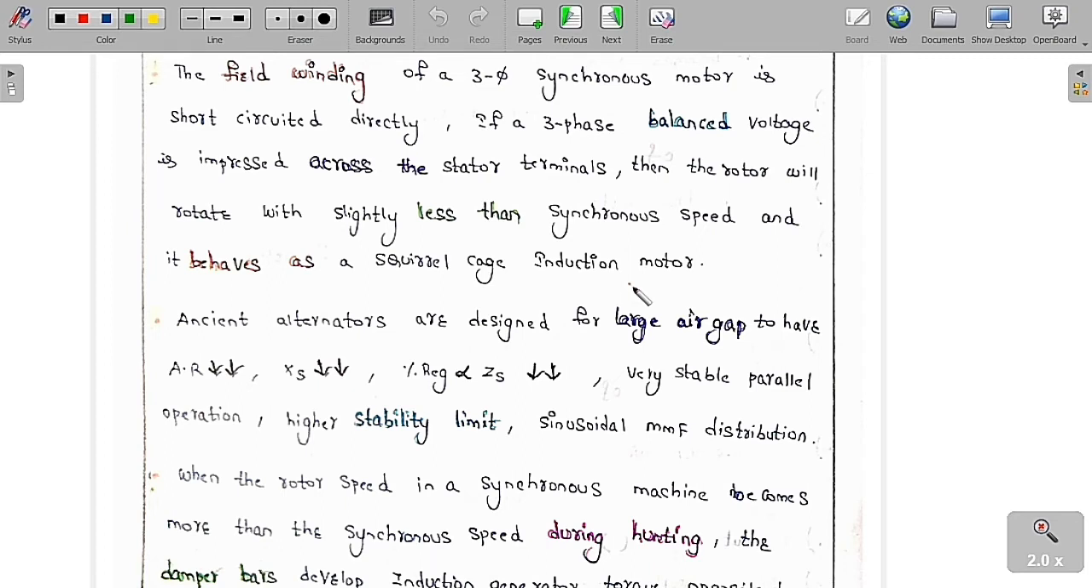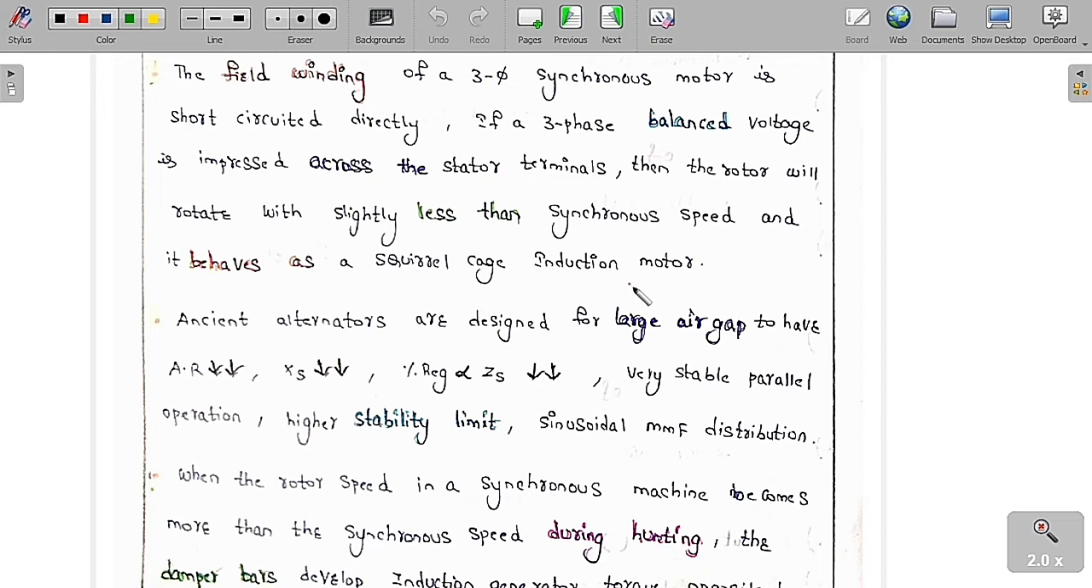Then the rotor will rotate with slightly less than the synchronous speed. I've already told you, whenever the field winding of a three-phase synchronous motor is short-circuited directly and a three-phase balanced voltage is impressed across the stator terminals, the rotor is going to rotate slightly less than the synchronous speed and behave like a squirrel cage induction motor. I have already told you these things in a very detailed manner.